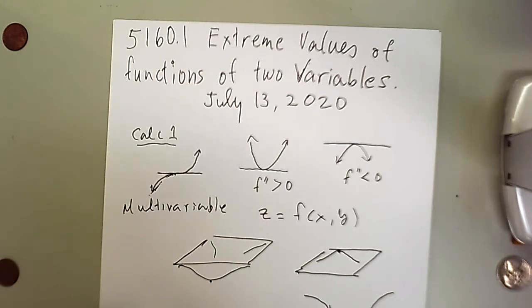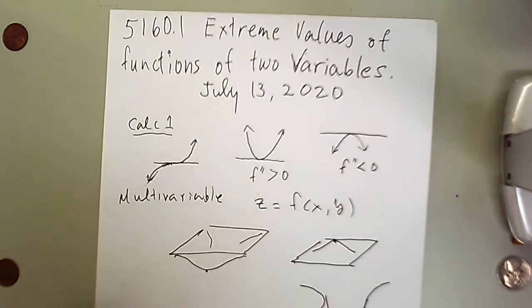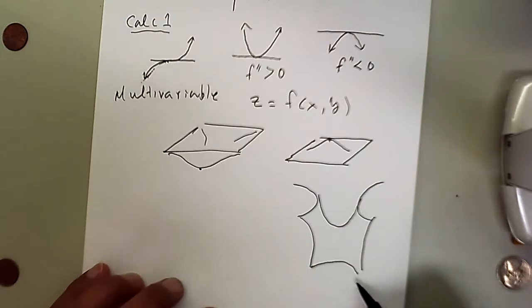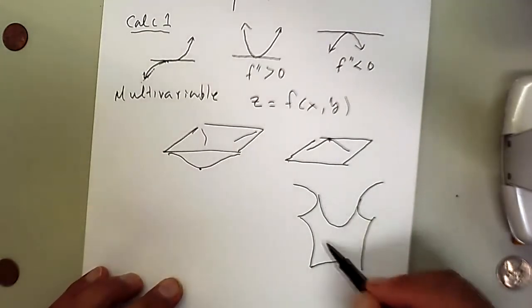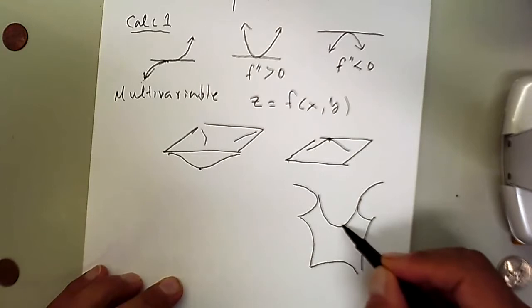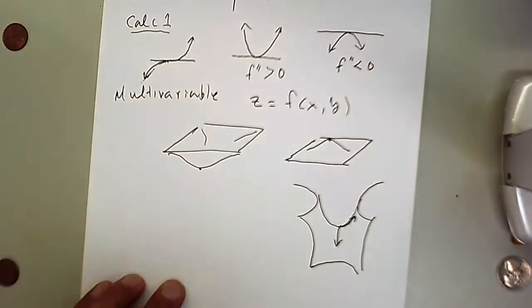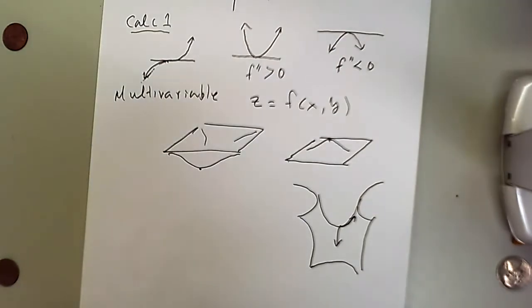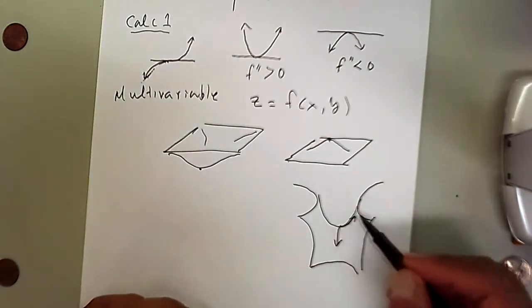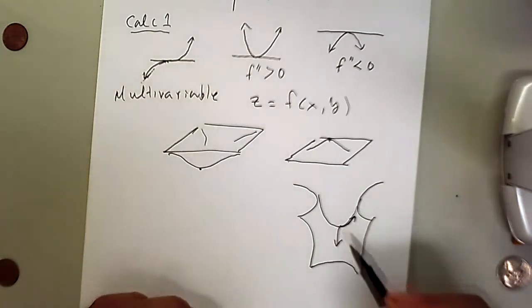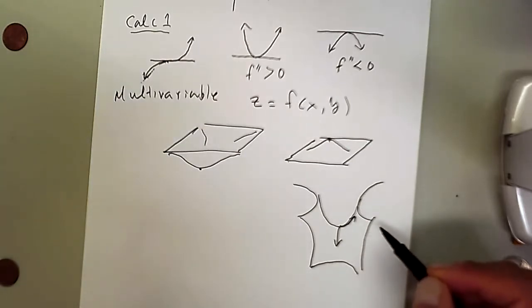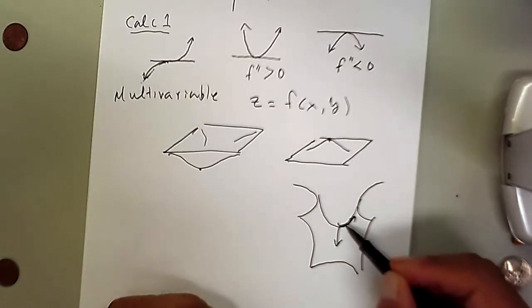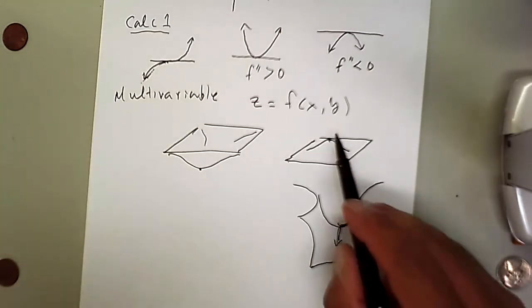Oftentimes we have this kind of situation. So if you go in one direction, you go up, but if you go in this direction, then you go down. And that is what happens sort of on the crotch of jeans. This is not necessarily the best picture, but it's like jeans upside down, so to speak. But in one direction, we go up, different direction, we go down. So that is a saddle point, neither maximum nor minimum.